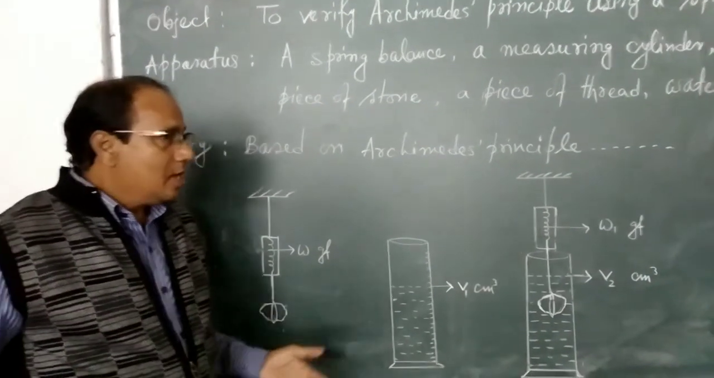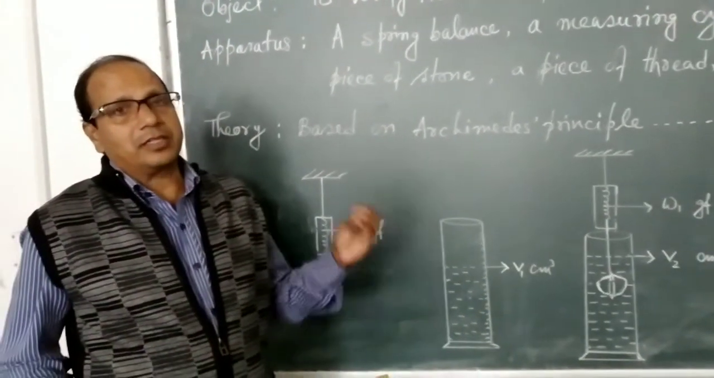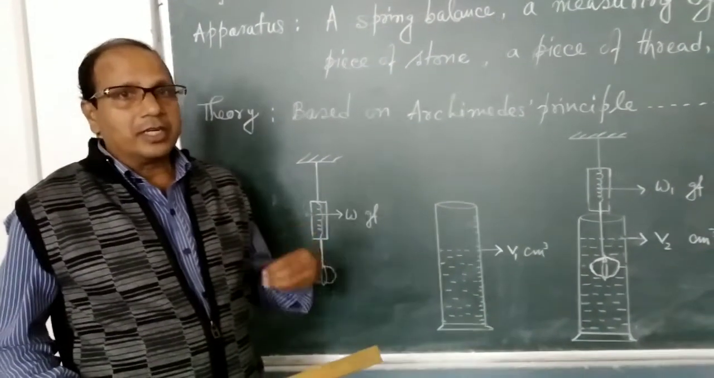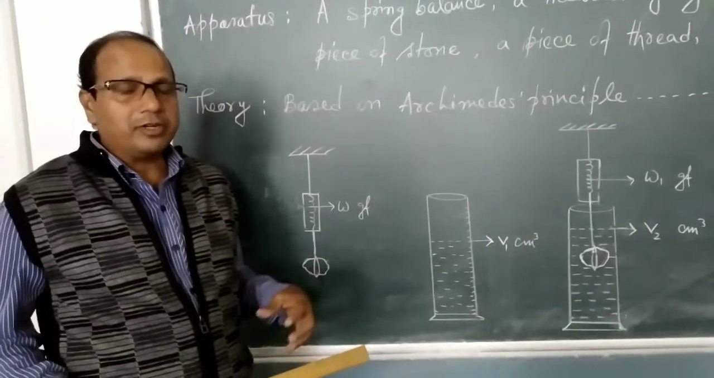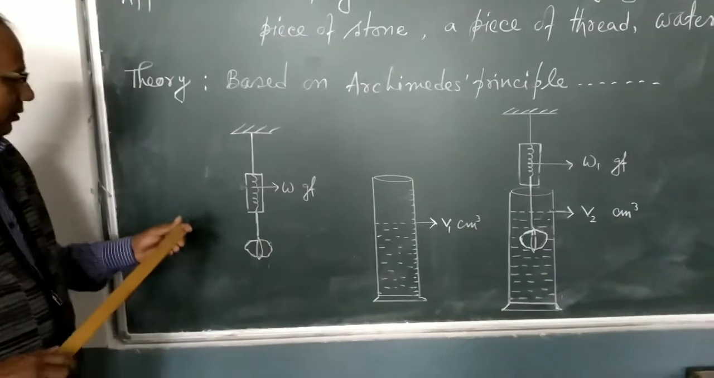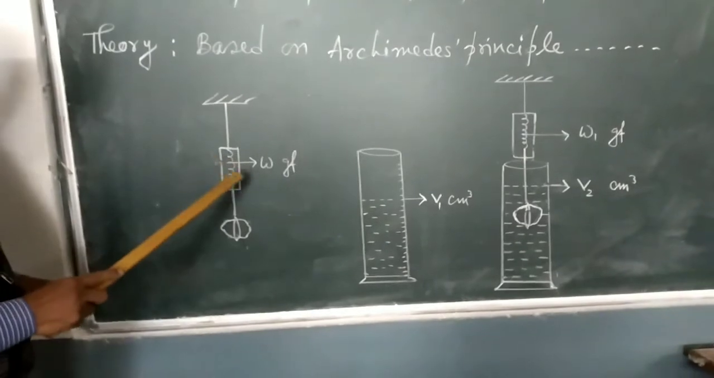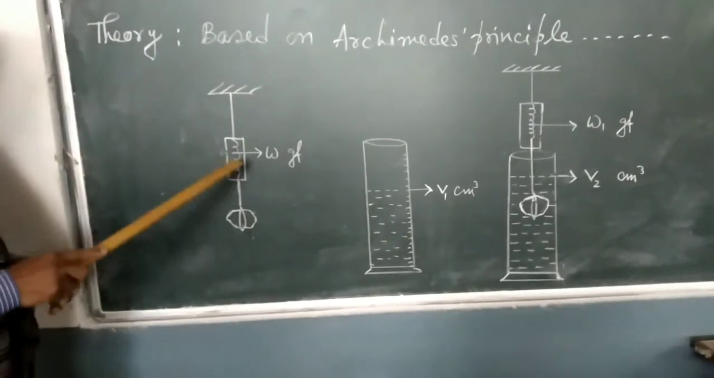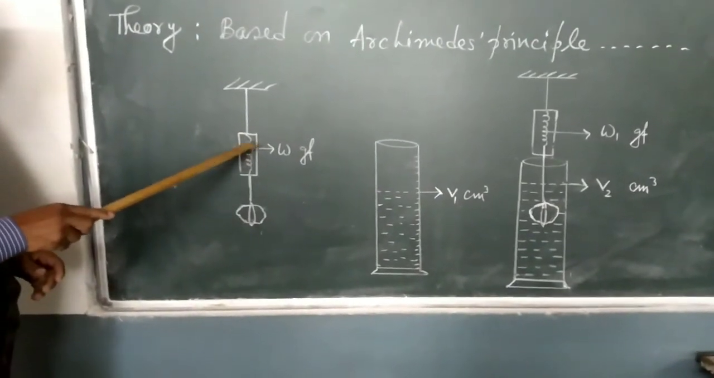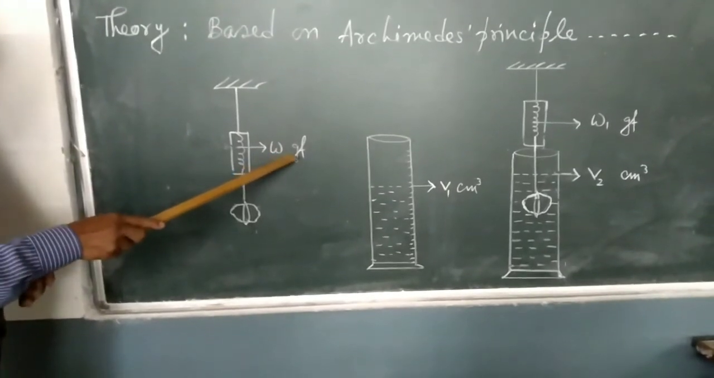Once more, the apparent loss of the weight of the stone when it is immersed in a fluid is equal to the weight of the displaced fluid, meaning displaced liquid, in this case, water. Now, for that, I have arranged here a simple sketch. Here, a piece of stone is kept with the spring balance. From the spring balance, we can easily get the weight of the stone, W GF.